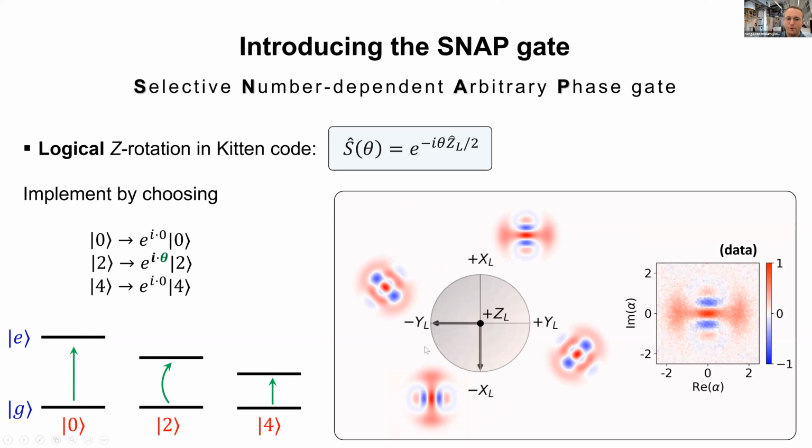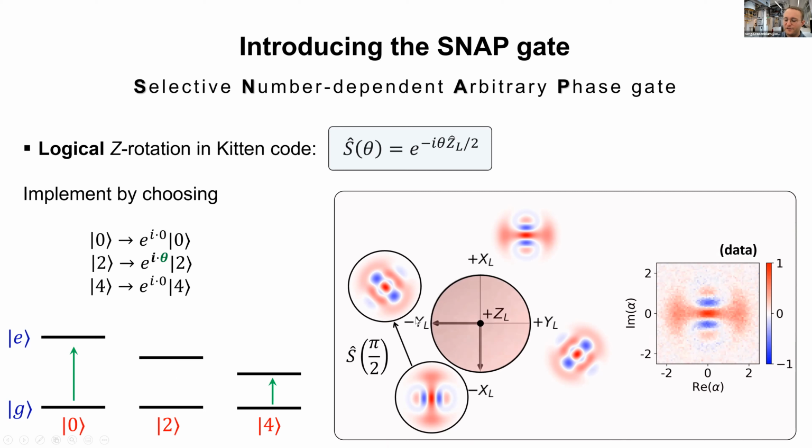So let's do an experiment where we vary the phase that we apply to the 2-photon Fock state, and then we will measure the Wigner function of the cavity. So this here is data, and you can see that indeed by varying the phase that we apply to 2, we go around the equator of the Bloch sphere. So for simplicity in the rest of the talk, let's just focus on one rotation by pi over 2. And all you have to remember is that it takes our initial state, which is this Kitten state, to this happy clown face.